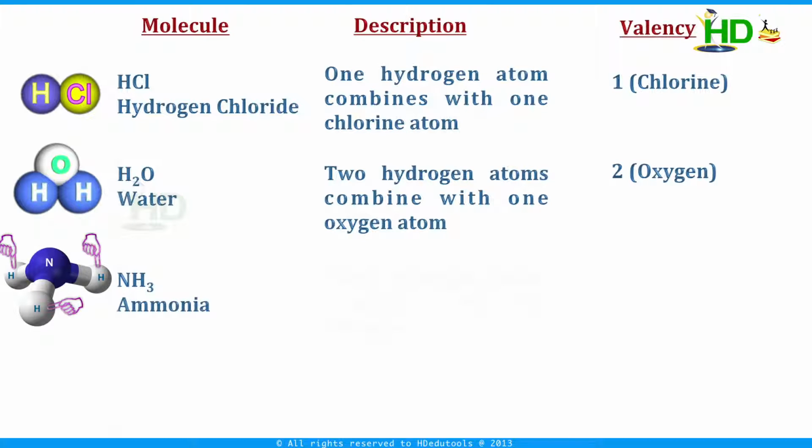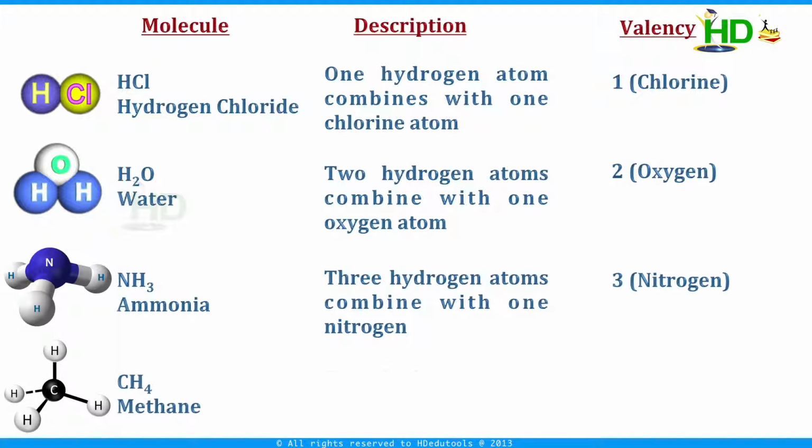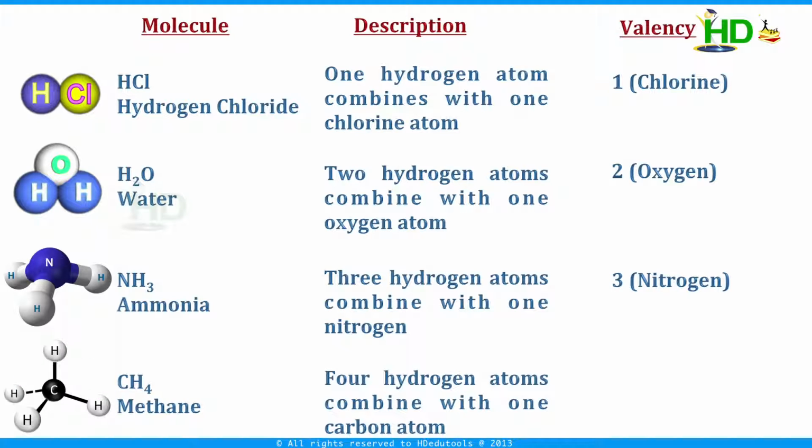In ammonia, three hydrogen atoms combine with one nitrogen atom. The combining capacity of nitrogen is 3, therefore the valency of nitrogen is 3. Methane, four hydrogen atoms combine with one carbon atom. The combining capacity of carbon is 4, since it can combine with four hydrogen atoms. Therefore, valency of carbon is 4.